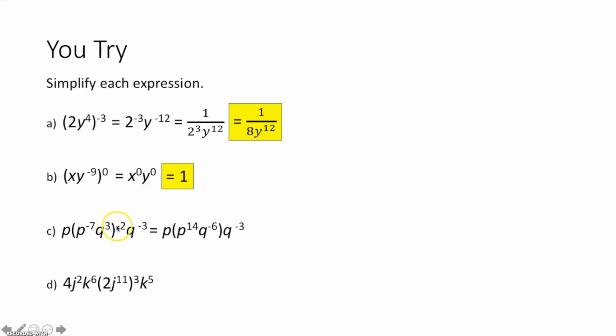So now that we've done that, we can start simplifying. Let's multiply like bases. So p to the 1st times p to the 14th becomes p to the 15th, because you add those exponents together. And then q to the negative 6 times q to the negative 3rd, we add those exponents together, and we end up getting q to the negative 9th. Now again, since we're simplifying, we can't have a negative exponent in our answer, so we move q to the negative 9th to the denominator where it becomes q to the positive 9th, and you're done.